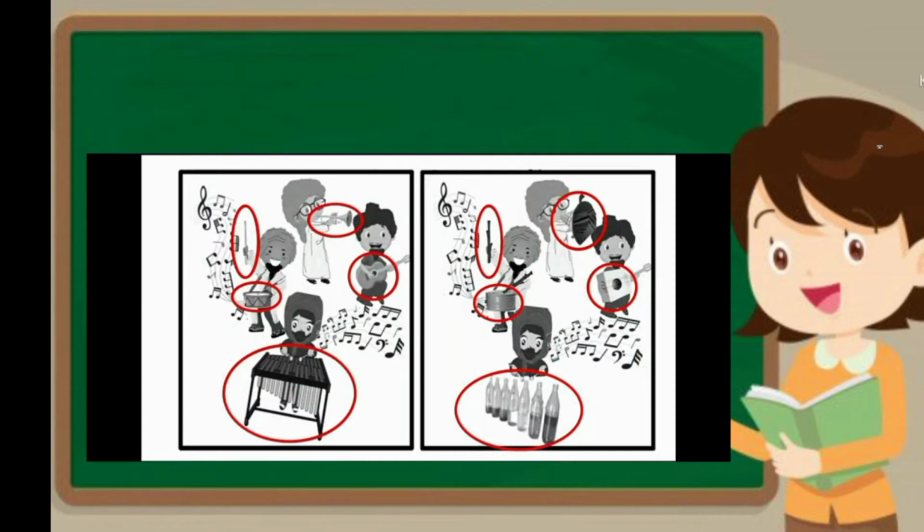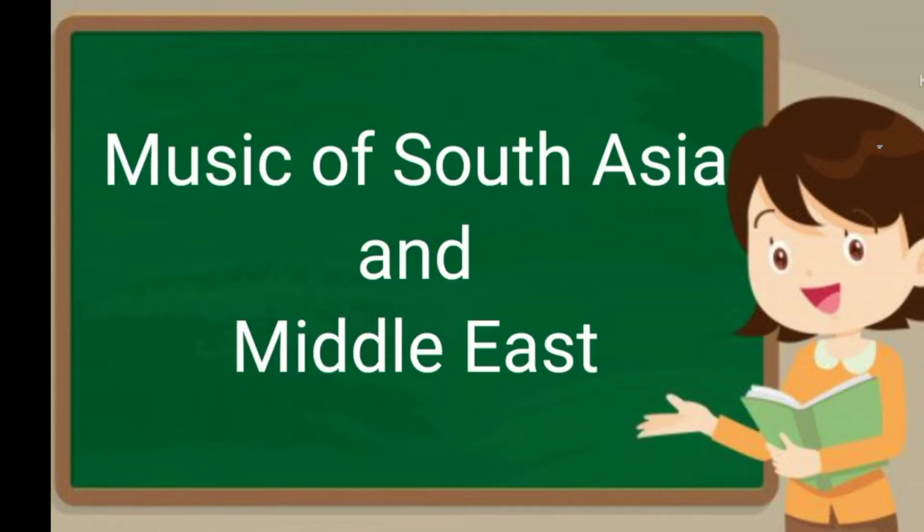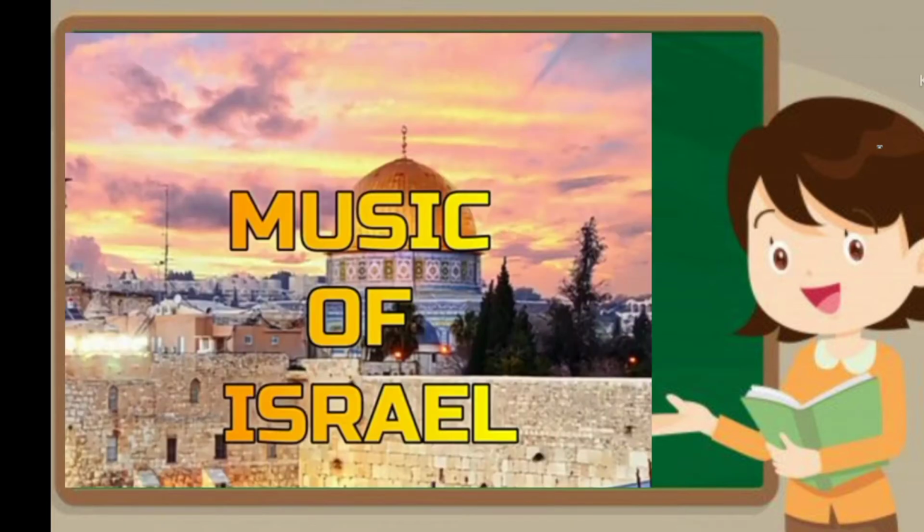So we're going to talk about all those things with our lesson today about the music of South Asia and the Middle East. And we're going to start with the music of Israel. In ancient times, musical instruments have been part of the heritage of the people of Israel. The Bible mentions dozens of musical instruments that were listed, all of which goes to prove that music and songs occupy an important place in ancient Israel.